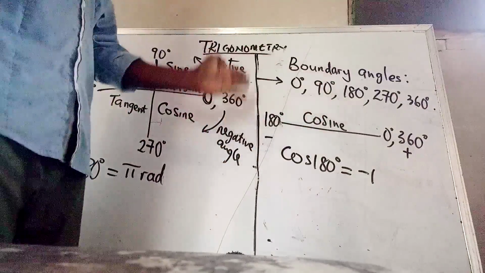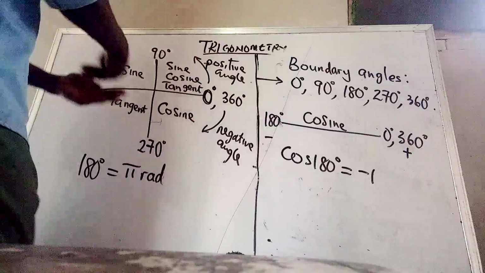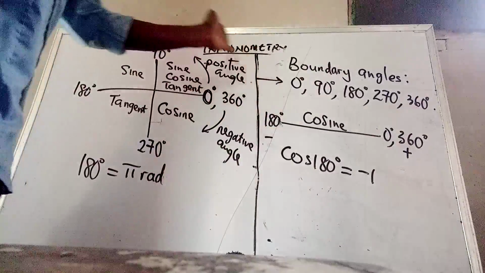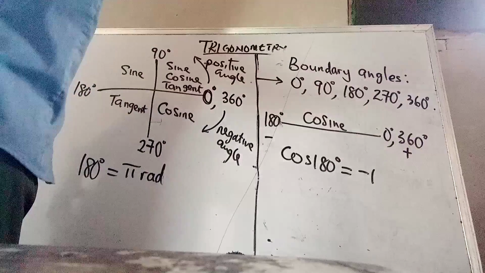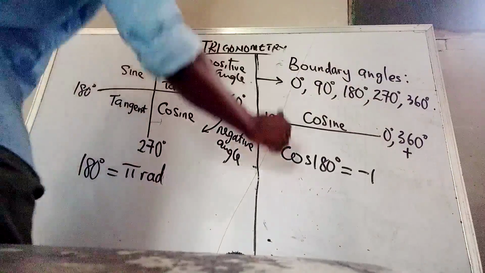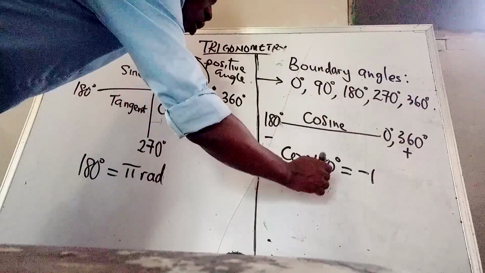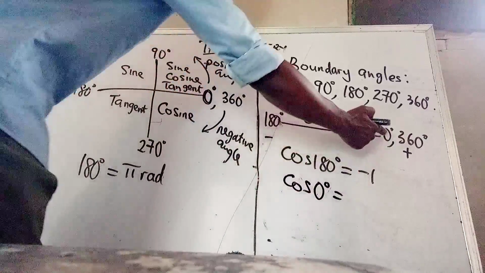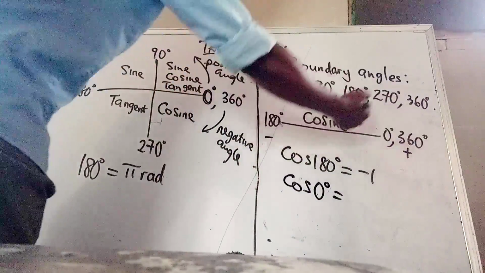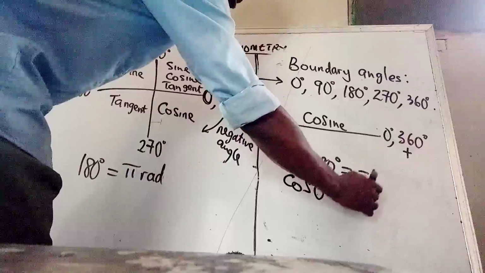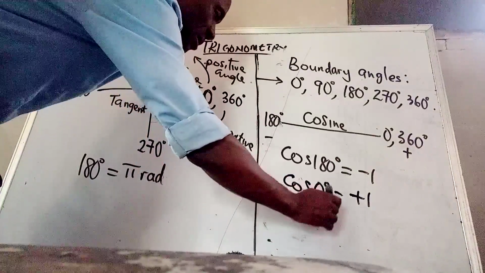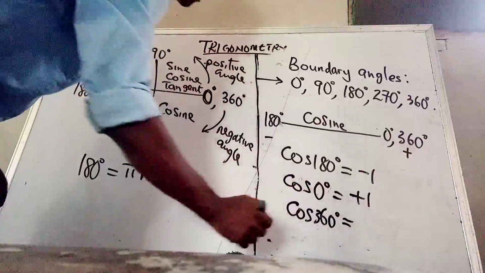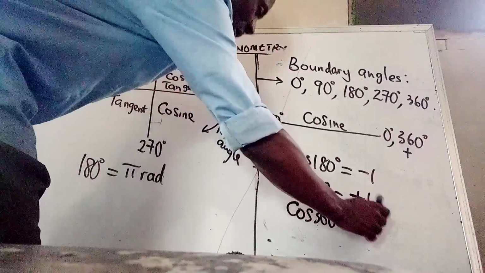Because according to your graph, the horizontal axis has negative values on the left side, positive values on the right side. That means if you check for the cosine of 0 degrees, because 0 is on the right side of the horizontal line, it will give you positive 1. Same thing, cosine of 360 degrees will give you positive 1.